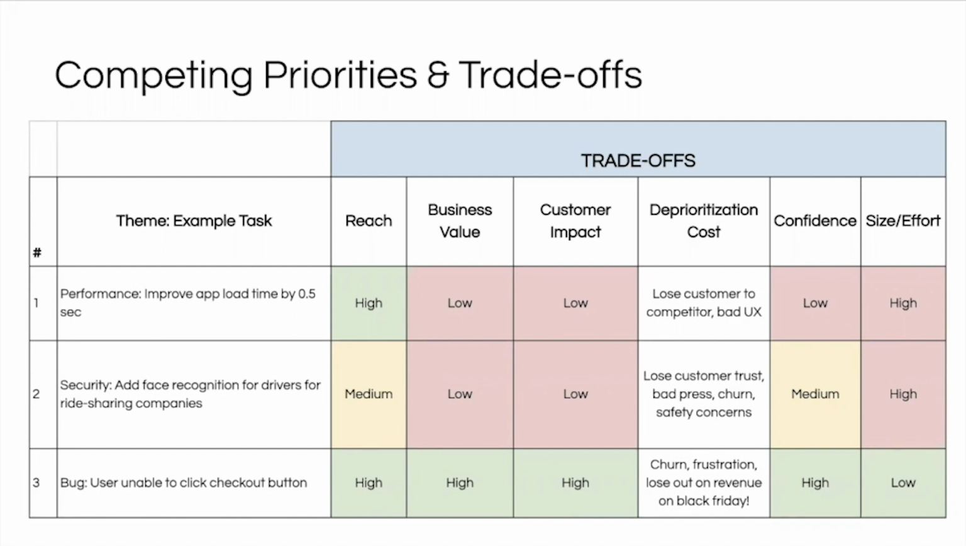The second example that I'd like to walk you through is security. Let's take a look at row 2 now. Here the task is essentially adding face recognition features for drivers for ride-sharing companies. Here the reach is medium, because on ride-sharing companies we have riders, we have eaters, we have a bunch of different audience types on our platform, and this feature for only drivers is for a specific user segment, hence the reach is medium.